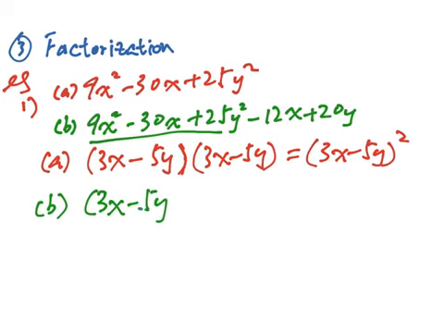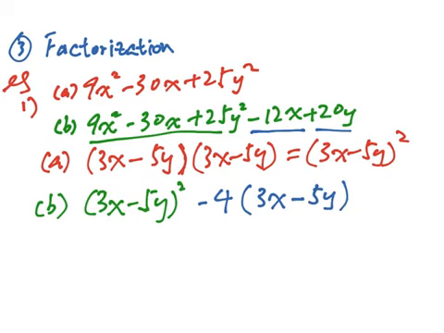When you use the answer from a, you can get 1 method mark. So it becomes 3x minus 5y all bracket squared. And then for the second term and the third term, we see the common factor. So 12 and 20, the common factor is negative 4. When we take out negative 4, it becomes 3x minus 5y.